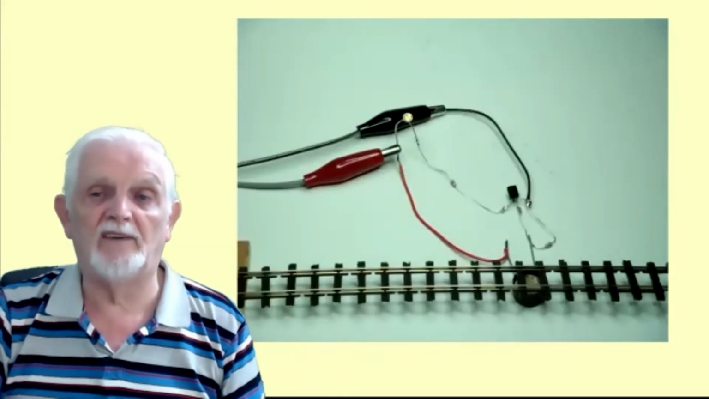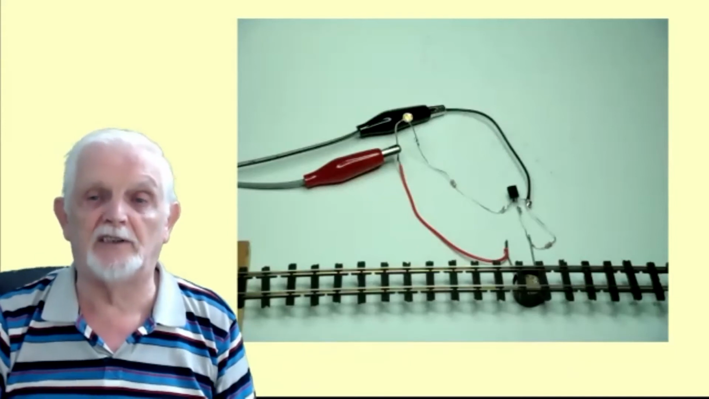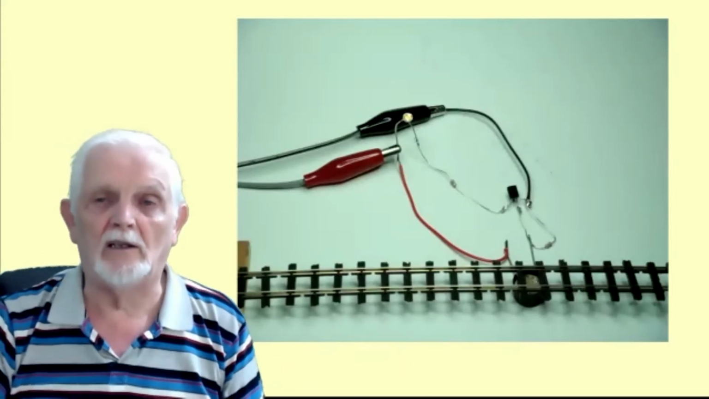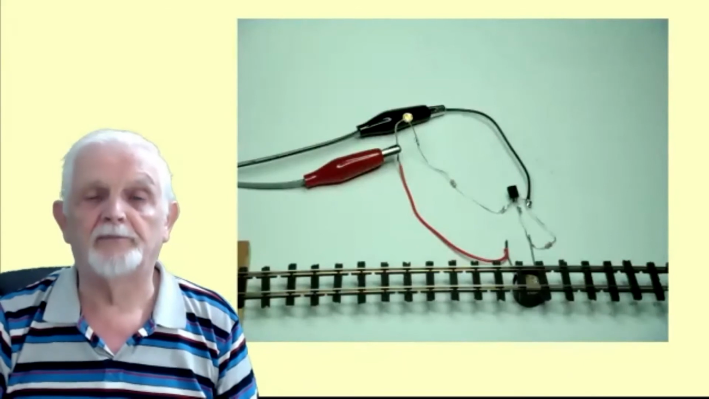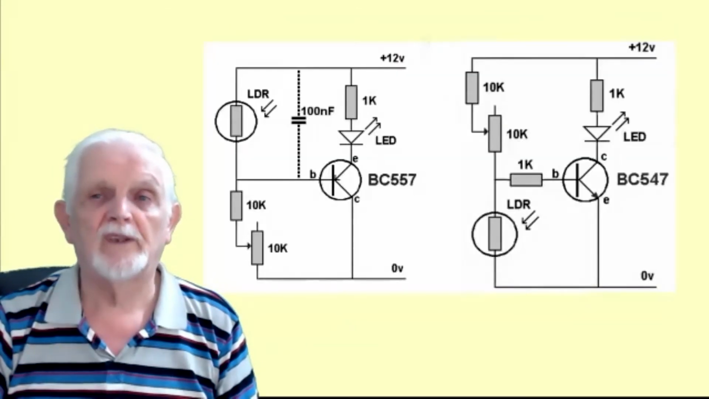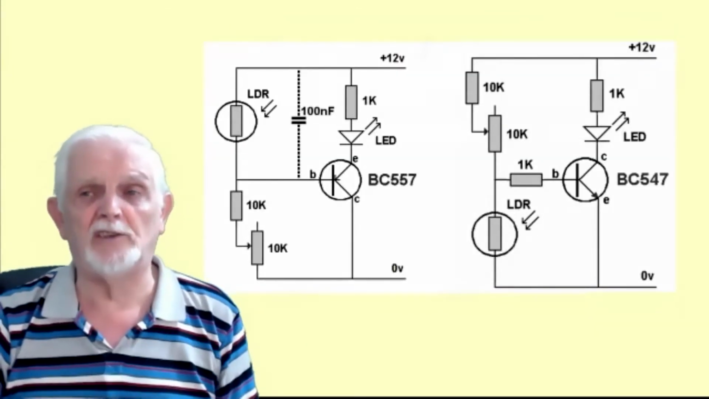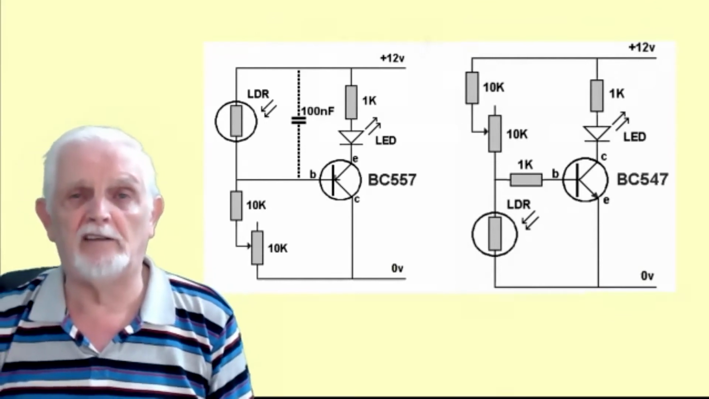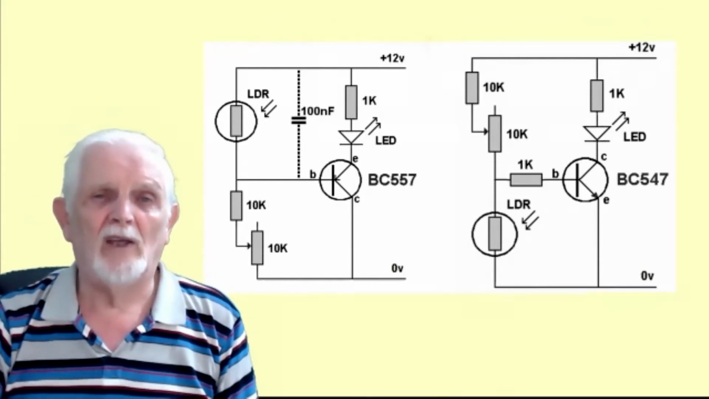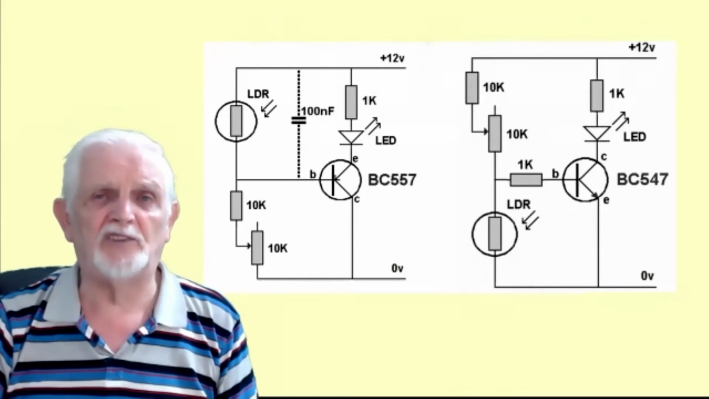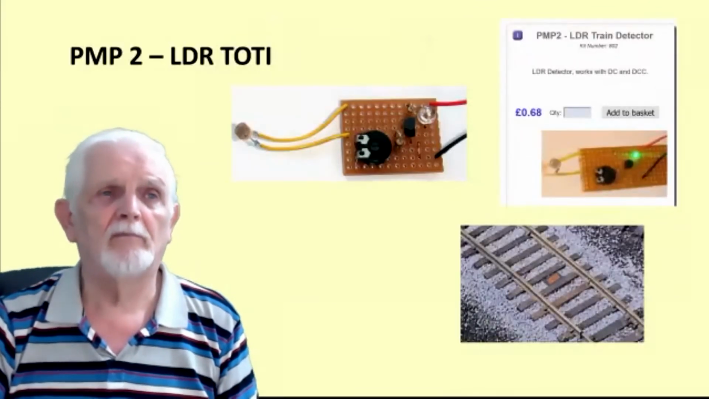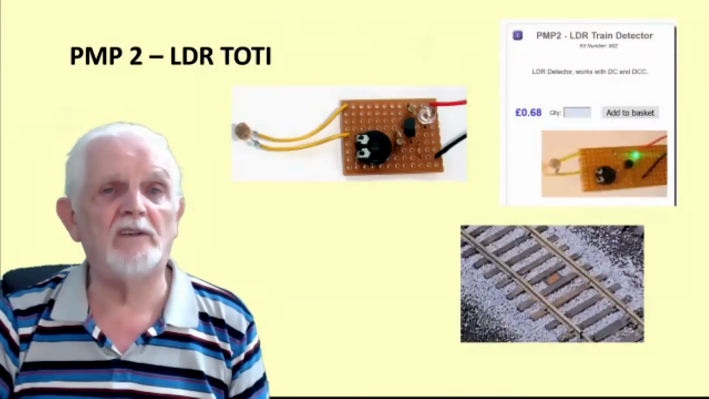Mostly we'll do something like that. We'll feed it into a transistor, which in turn will give us a current boost. Or we can change the configuration. If you use a 547 instead of a 557, you get a better switching effect. But that's the basic one there.